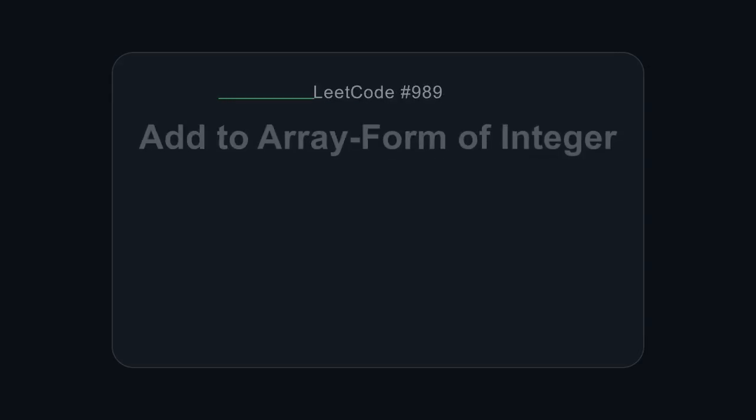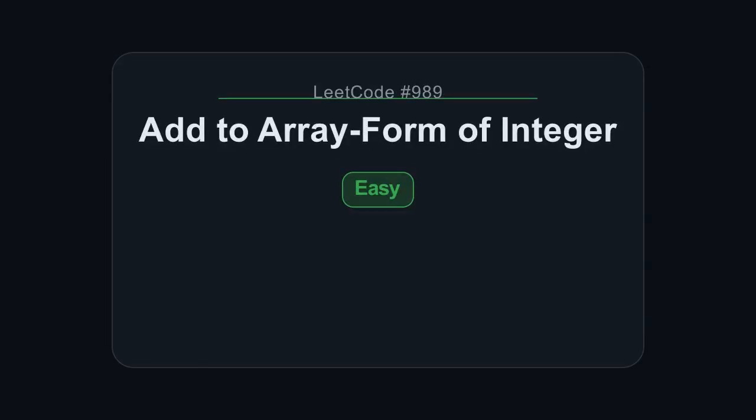Today, we're looking at adding an integer k to a number represented as an array of digits. The twist? This array form number could be incredibly large, far exceeding standard integer types. How do we perform this addition without overflowing our variables?